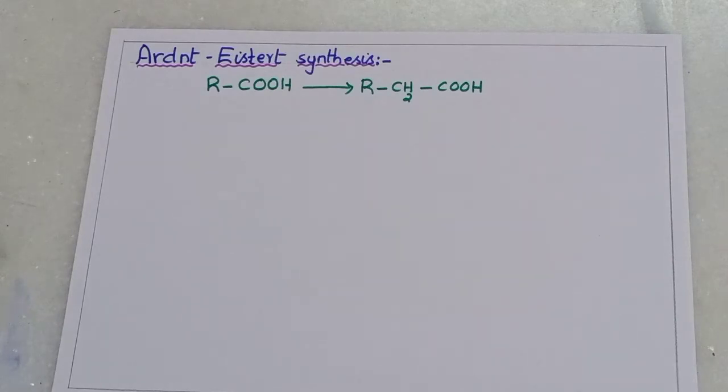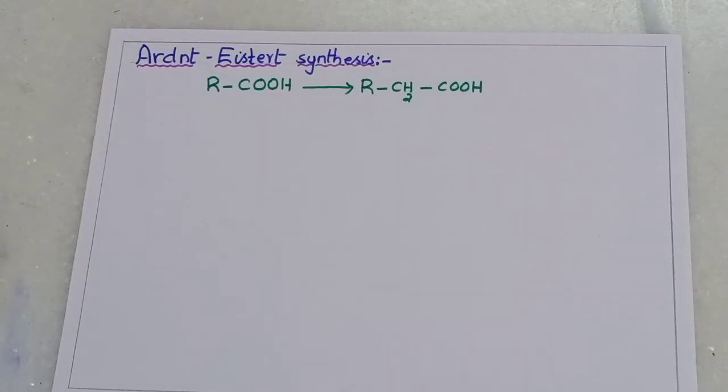In this video, I want to teach you one of the important named reactions under carboxylic acids. Its name is the Arndt-Eistert synthesis. What does this Arndt-Eistert synthesis tell us about? This tells us that in this chemical reaction, a carboxylic acid can be converted into its next higher homologue.